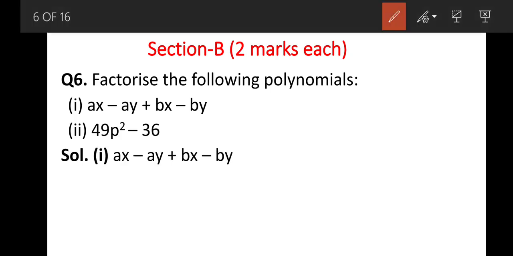Dear children, in this question, we need to factorize this given expression using grouping of terms. The reason being it has an even number of terms, so we can make groups easily, and you can see the groups. The grouping is already done in the question. That is ax minus ay. From these 2 terms, you can take a common, and from these 2 terms you can take b common.